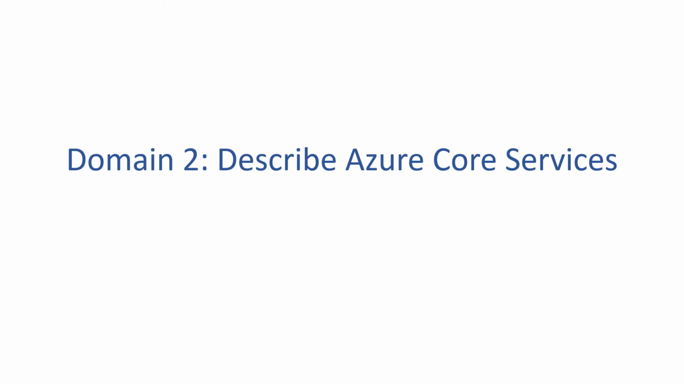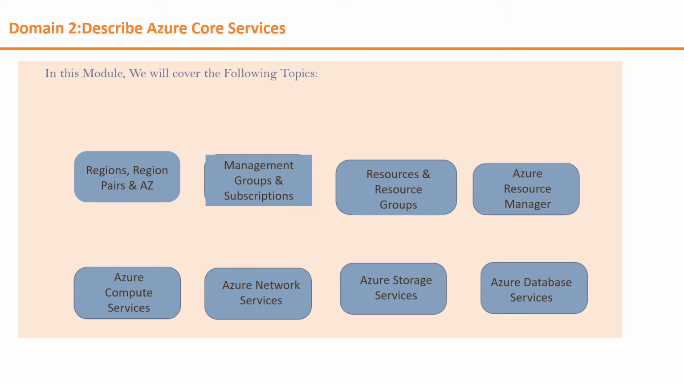Domain 2. Describe Azure Core Services. In Domain 2, under Azure Core Services, in this module, we will cover the following topics: regions, region pair, and availability zone, management groups and subscriptions, resource groups and resources, Azure Resource Manager, Azure Compute Services, Azure Network Services, Azure Storage Services, and Azure Database Services.